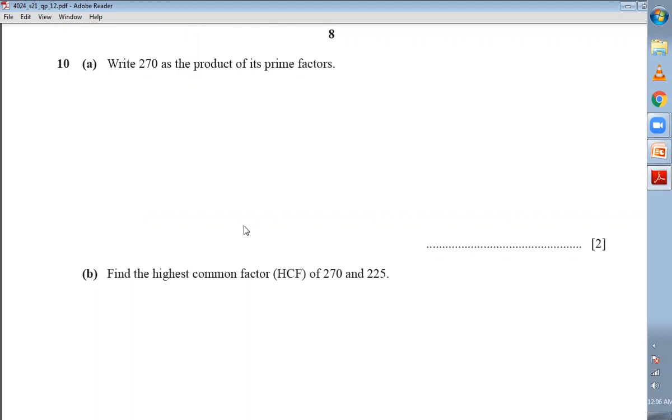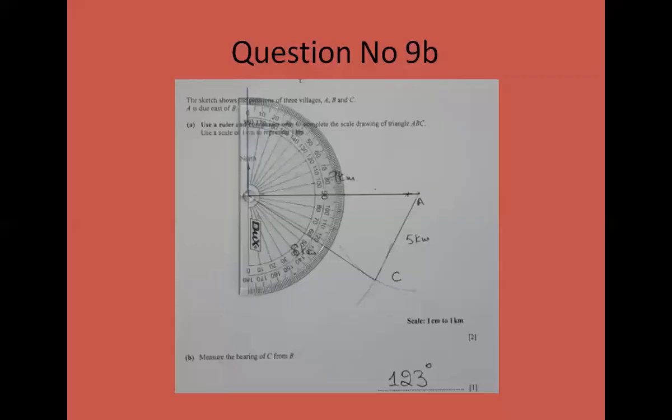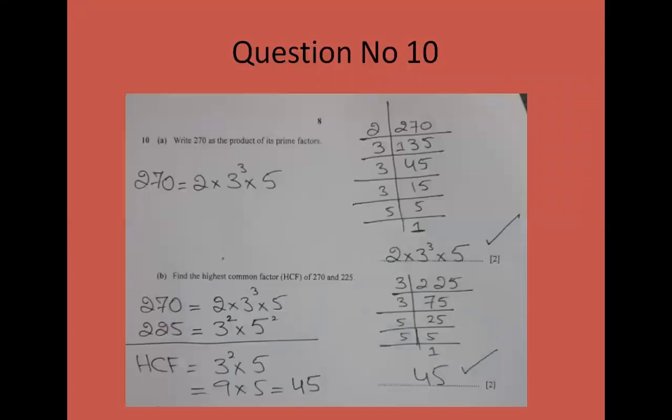So you have to prime factorize 270 and 225 both if you want to find the HCF. Okay, so here we go. I can prime factorize 270. I will divide it with the 2, you get 135. Divided with the 3, you get 45. Divide again with the 3, you get 15. Again divide with the 3, and you get 5. Divide with 5, you get 1. So the 270 will be 2 into 3 raised to power 3 into 5. So this is how you will prime factorize 270.